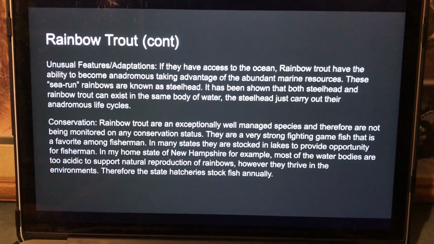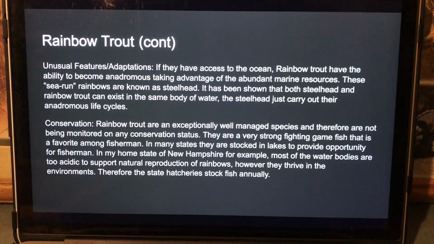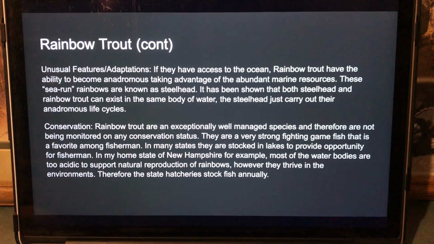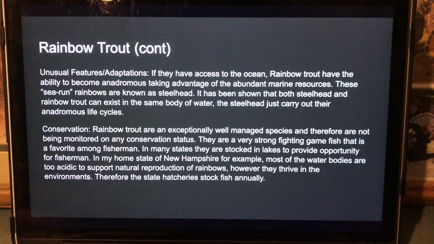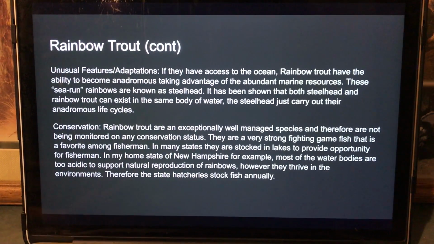So it's also been shown that both steelhead and rainbow trout can exist in the same body of water, and they can spawn there. They can be completely coexistent. The steelhead just carry out their anadromous life cycles.